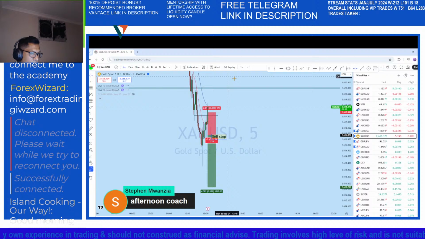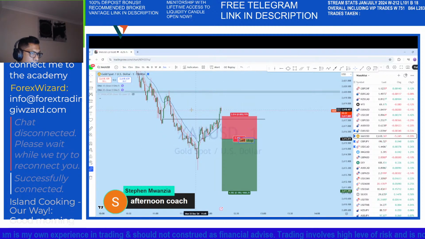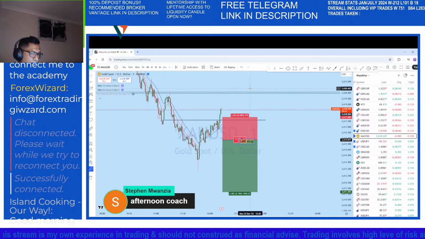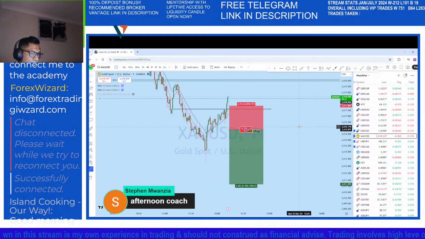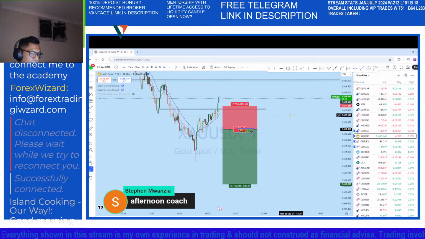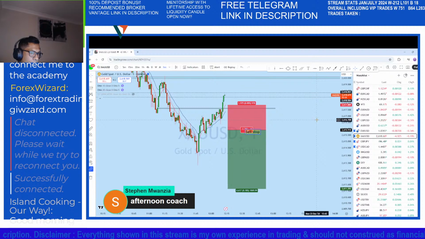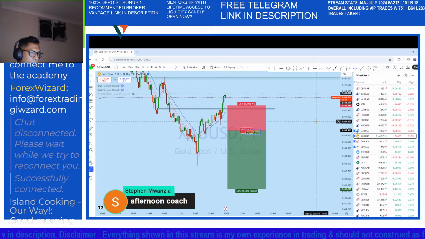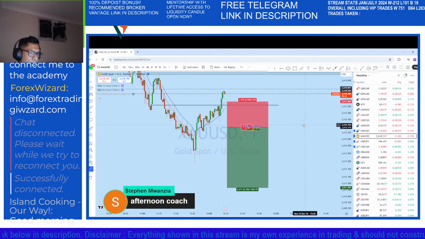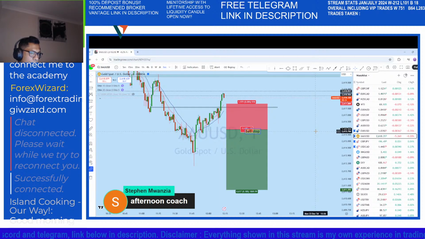So looking at here, resistance, so wanting to see that it's breaking below.